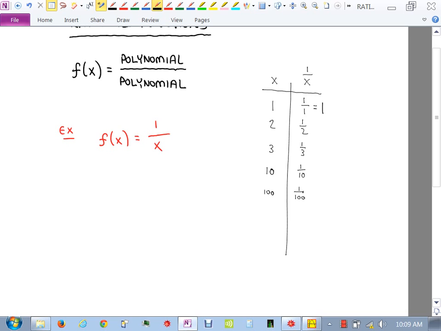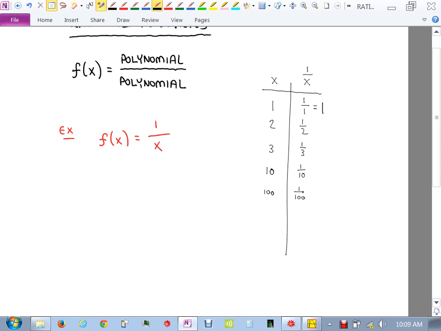What if I went out to, well, I was trying to think of Austin Powers, a gajillion, zillion, whatever, right? What if I went out to there? 1 over that, super tiny number, but it's something positive, isn't it? Okay, so keep that in mind.